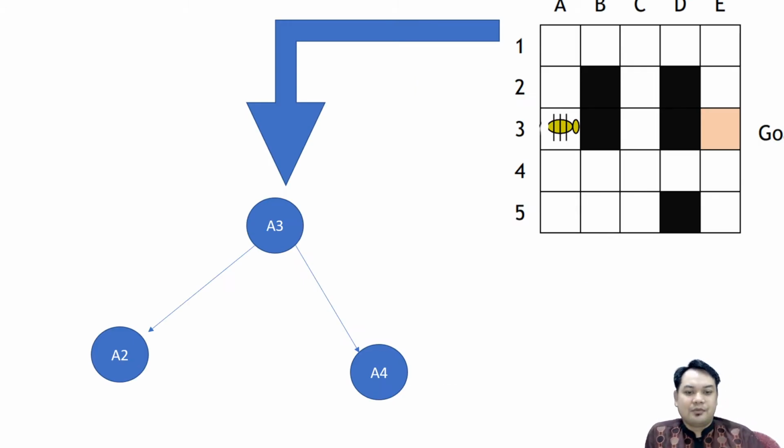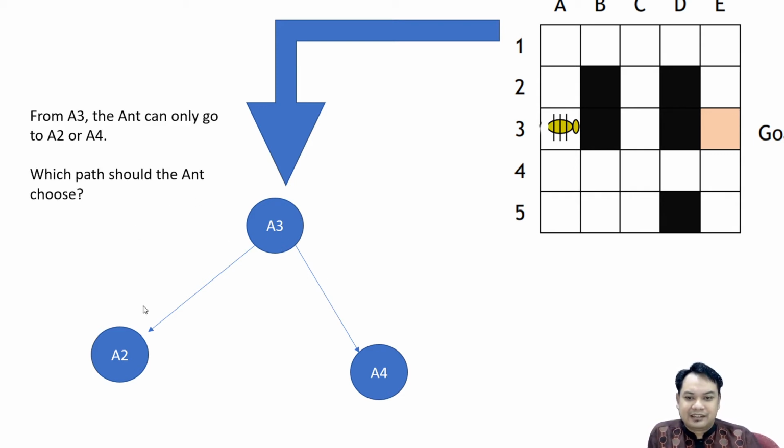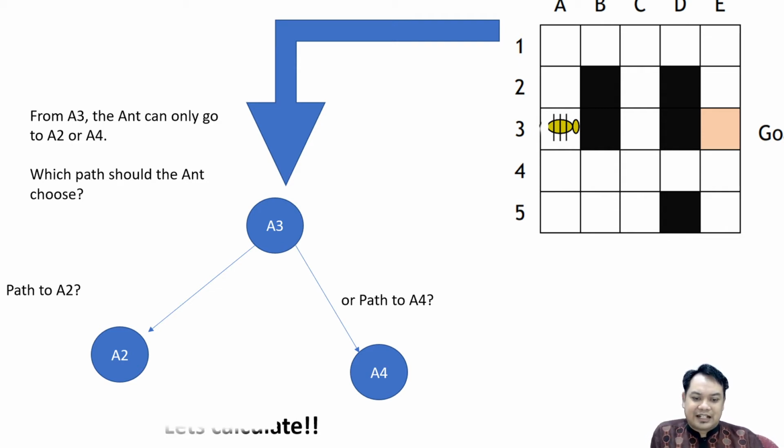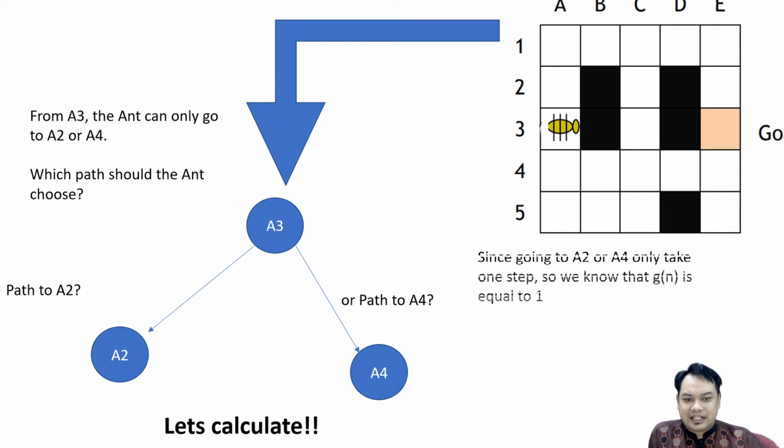Alright. From A3, the AND can only go to A2 or A4. So thus we have to note the question: which path should the AND choose? Either the path to A2 or the path to A4. So you have to calculate. So how to calculate? I'm going to show you how to calculate. Since in the question it is said that each box, or each state, denotes one step or one cost.